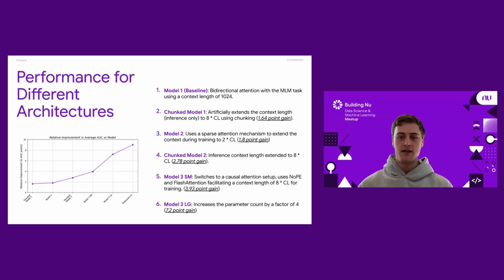Now, chunk model 2 is very similar. We're just applying fewer blocks because we have a longer context length in our model. So now we're doing 4 chunks and we average the result. And again, we get a nice improvement in performance.